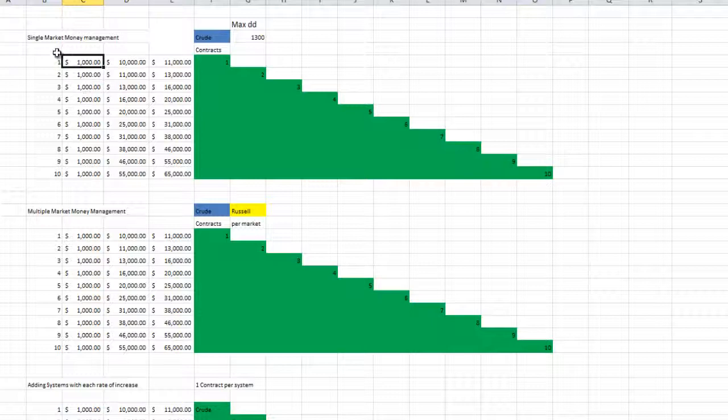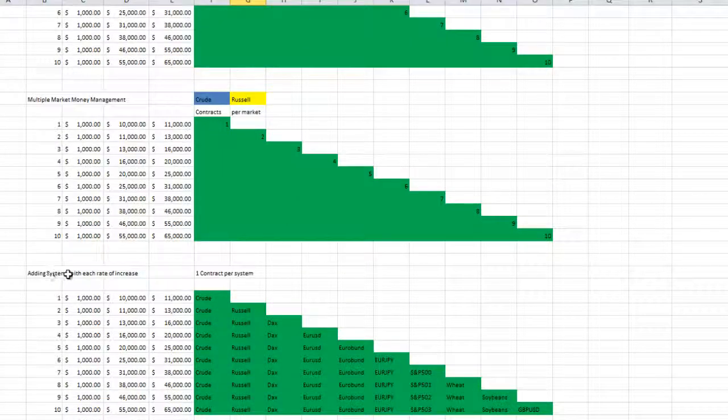So that's one method, the single market money management. But as I mentioned before, you can see from the videos that we've shown already that there's a massive advantage to having multiple systems, because what multiple systems do is they help improve that max drawdown, don't they? Already, if I add two systems here, like I did in the example earlier, my max drawdown went from $1,300 to $1,500, and my profit almost doubled. So what that effectively means is that I'm going to be adding contracts at a much faster rate. Then if I go to adding systems with each market increase, there's another method we can do here.